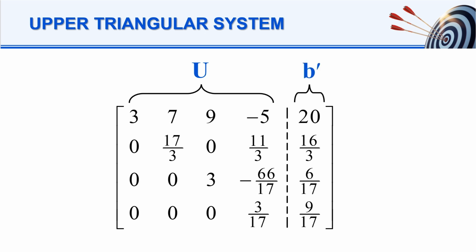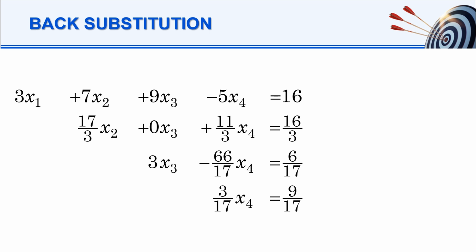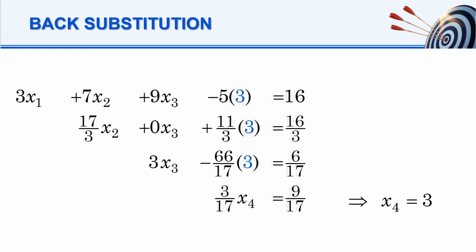To illustrate the back substitution procedure, we cast the system in equation form. The last equation contains only one unknown, x4, whose solution is easily read as 3. This solution is applied to the rest of the equations. The third equation now is an equation with x3 as the unknown. Solving this gives 4, which is also substituted into the other equations.